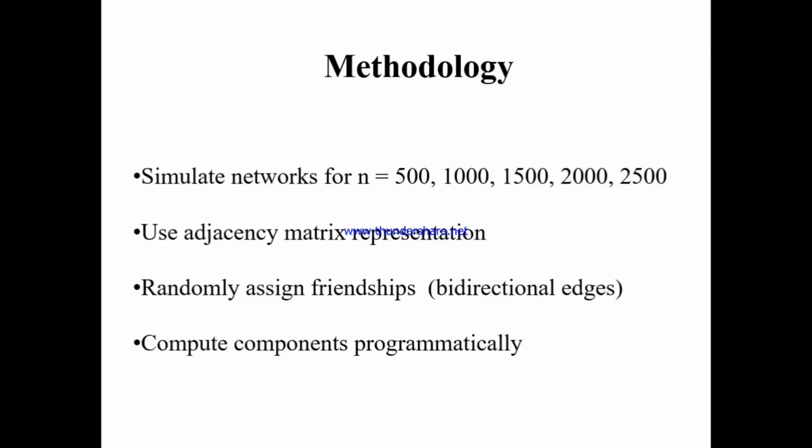Methodology, friendship graph. To simulate this, we used an adjacency matrix representation for efficiency. We created random graphs with different network sizes: 500, 1000, 1500, 2000, and 2500 users. Friendships were randomly assigned, but they were always bidirectional, meaning if A is friends with B, then B is friends with A. We then used Python to compute the number of connected components, which essentially tells us how many separate groups of users exist in this network.